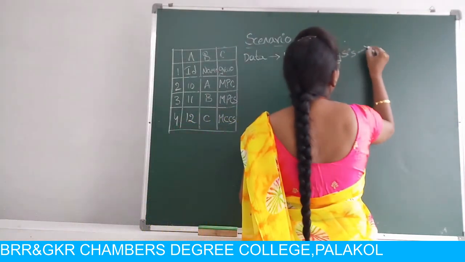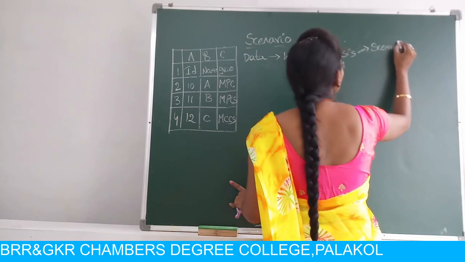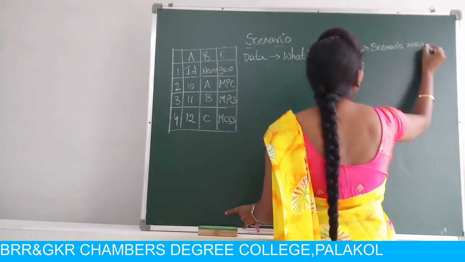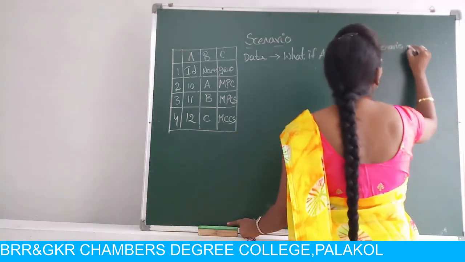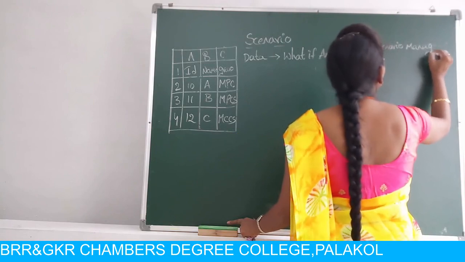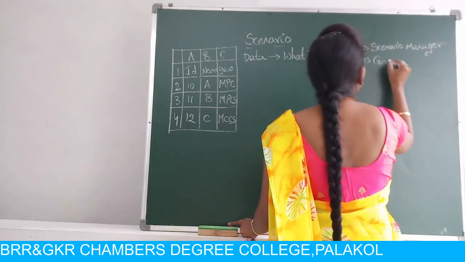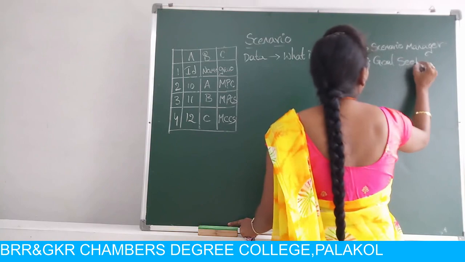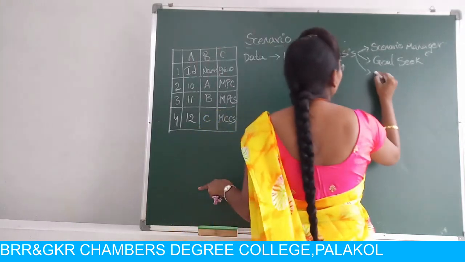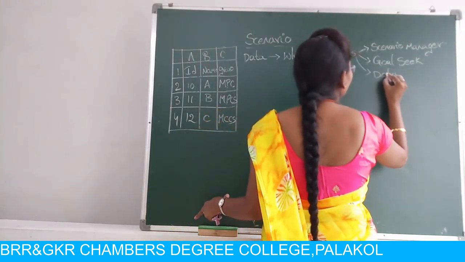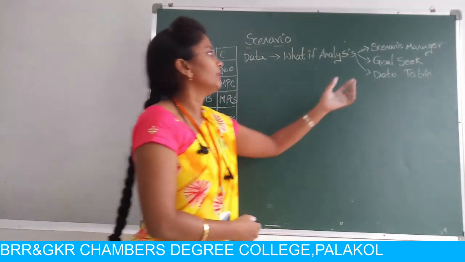That means the first one is the scenario manager, and the second one is the goal seek, and then the third option is data table. We have to select the scenario manager.